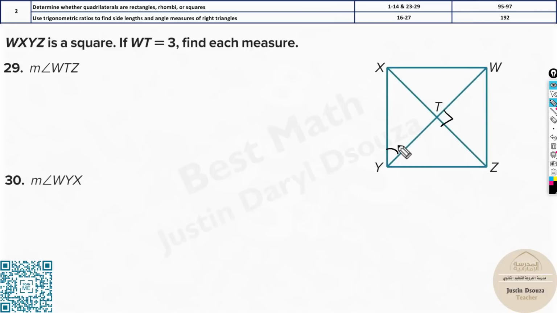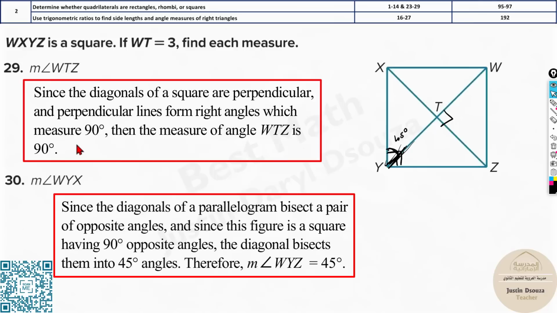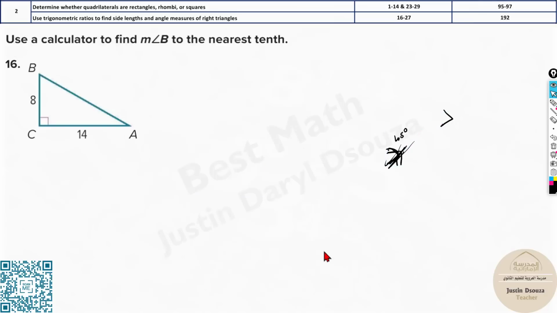So, what we do is, these diagonals bisect this. So, this is 90 degrees. Half of 90 degrees is what we should find for WYX. This is 90, so since this diagonal is bisecting, it will be half of 90, that is 45 degrees only. So the answer is 45. Over here it's 90, over here it's 45.